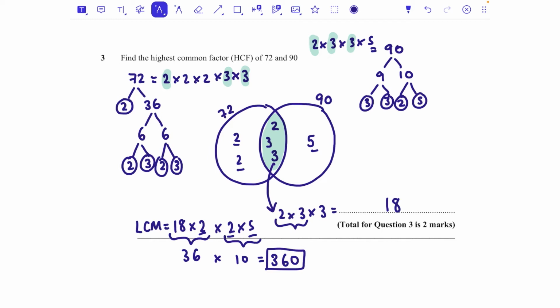So if they'd asked you for the lowest common multiple, you'd have to times all the numbers in the Venn diagram together. In this question, they just wanted the highest common factor, so it's just the numbers in the middle of the Venn diagram multiplied together, and that is 18.